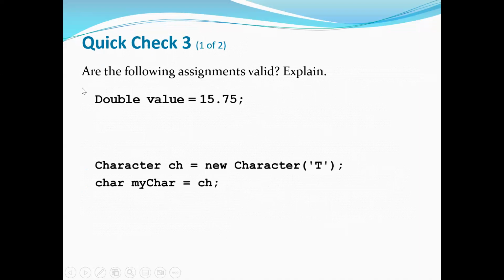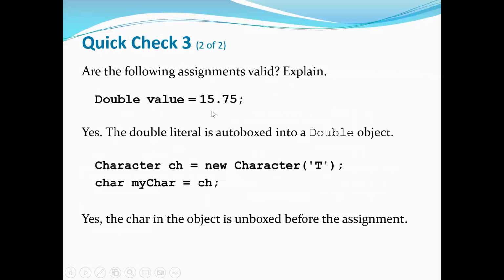So there's a question here. Are the following assignments valid? Double value equals 15.75. Yes, this is valid. The double literal is autoboxed into a Double object, and this is done automatically for us. So in this case, value now is not a primitive type anymore. It's now an object type using the wrapper class. The same thing applies to the second one.